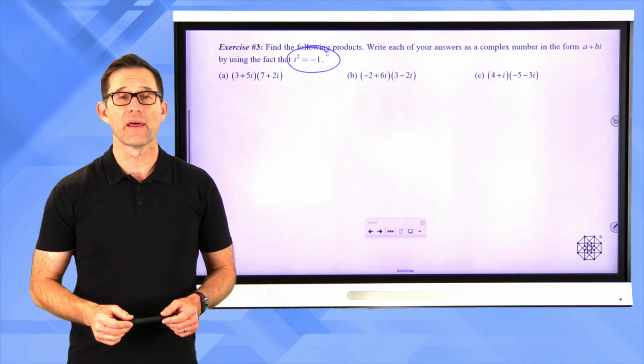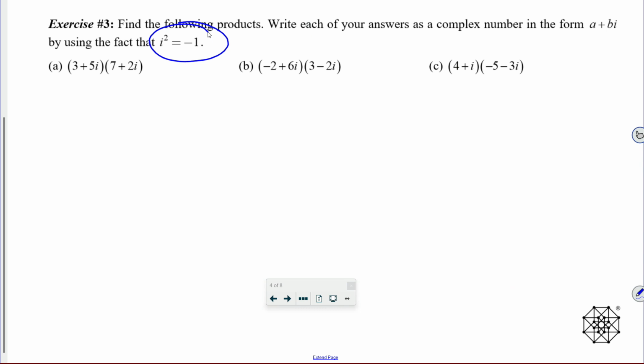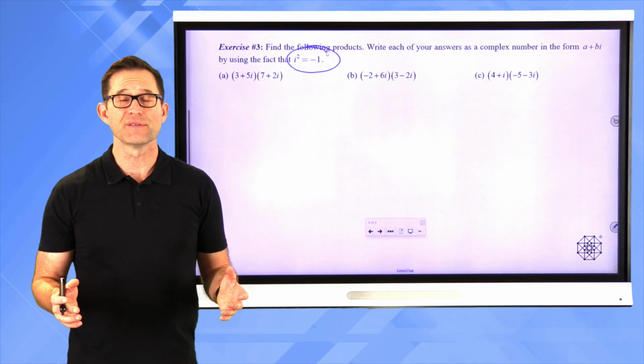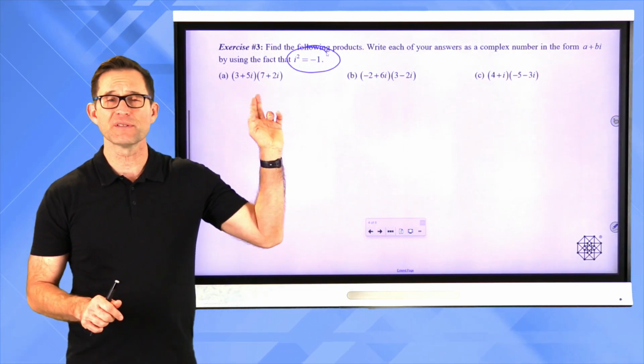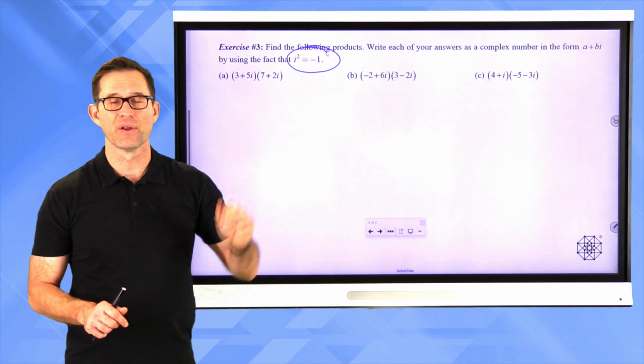So let's take a look at letter A together. We have 3 plus 5i times 7 plus 2i. Now, I want to attack this just as if I had 3 plus 5x times 7 plus 2x.